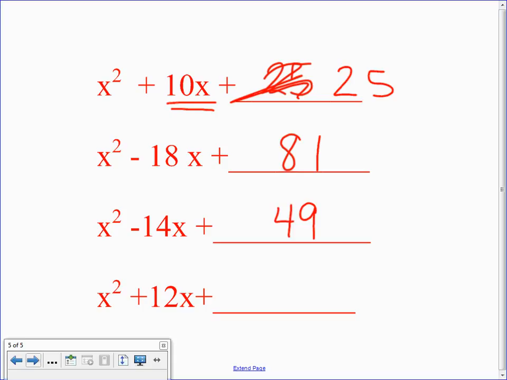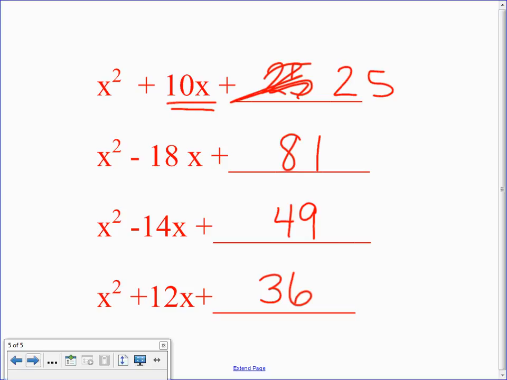What about 12? Half of 12, 6 by 6, so I'd have a space of 36 that needs to be filled in. If you're starting to see how these blanks get filled in, that's the important part, because we're going to use this step in our process called completing the square, and we need to know how to fill in that blank to make this happen.